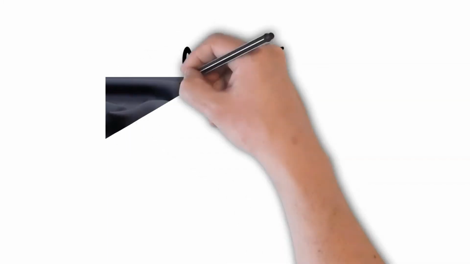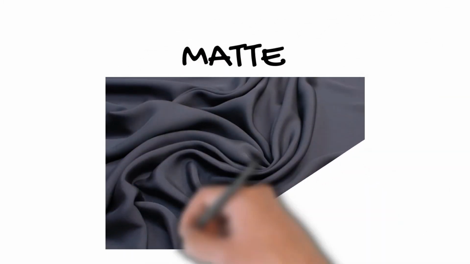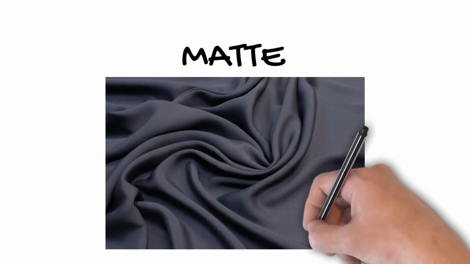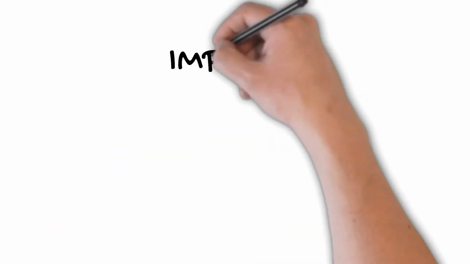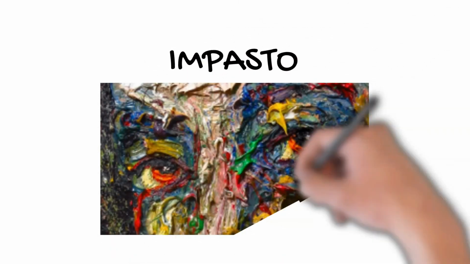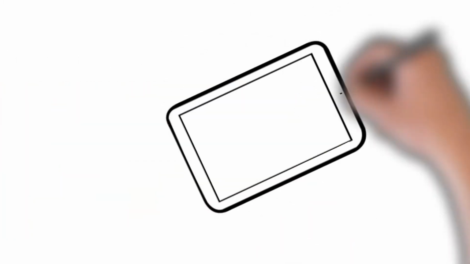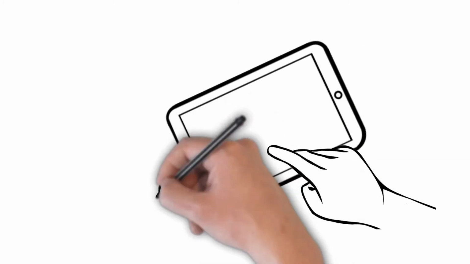Matte refers to a surface that reflects a soft and dull light. Shiny surfaces are the opposite of matte. Impasto is an art texture technique in which the paint is built up on the surface to create a texture. Now we know the different elements of art.